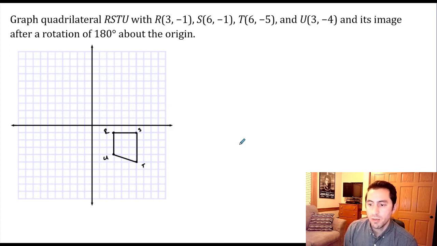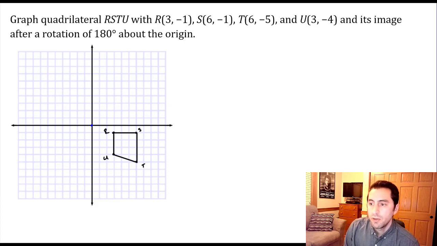So if I think about where this quadrilateral is going to end up, I'm going to take RSTU and I'm going to rotate it about the origin. So we're going to spin it around this point here. So 90 degrees, I'll end up in quadrant 1. And if I go 90 more to do a rotation of 180, I'll end up over here in quadrant 2. So right away, just knowing where this is going to end up gives me a good idea of what my final graph is going to end up looking like.